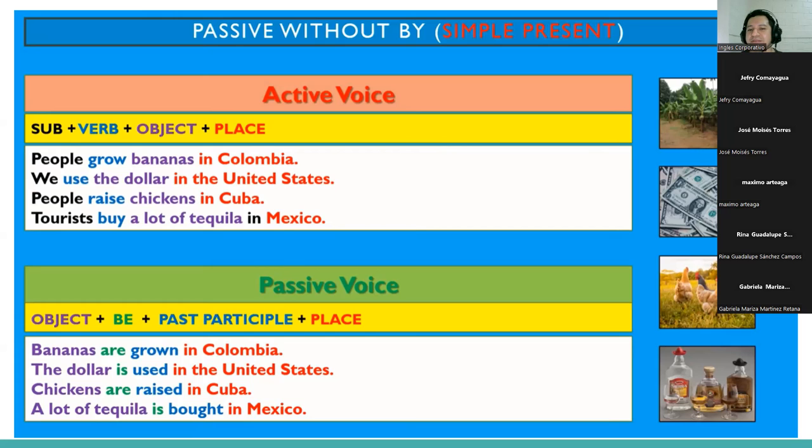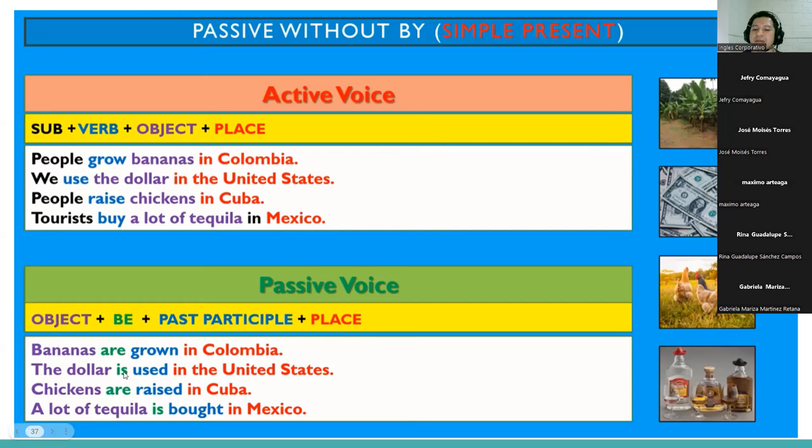So all of these are active, right? Not passive, active voice. People grow bananas in Colombia. We use the dollar in the United States. People raise chickens in Cuba. Tourists buy a lot of tequila in Mexico. We can create the passive voice. We have the examples below. And this is the formula, right? The object plus the verb to be plus the past participle and the place, the complement.